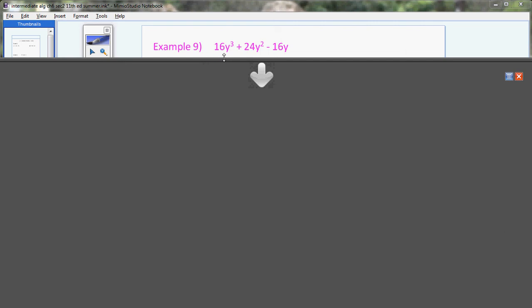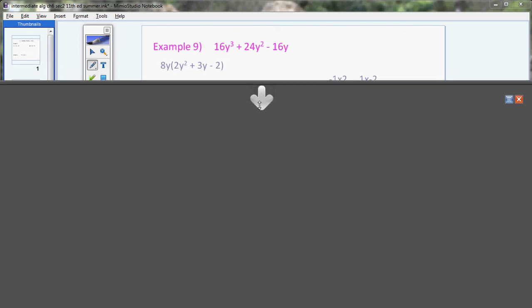Okay, let's look at example 9. We have 16y cubed plus 24y squared minus 16y. Now our first step is, what do they have in common? In this case, we do have a common factor. We can take out an 8 because 8 goes into 16 and 24. They also all have a y, so we can take out a y.